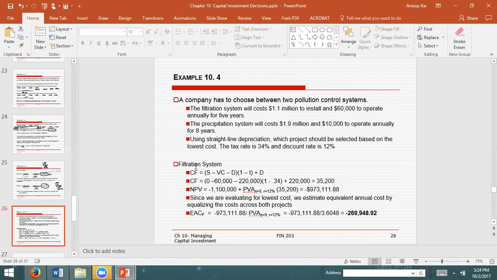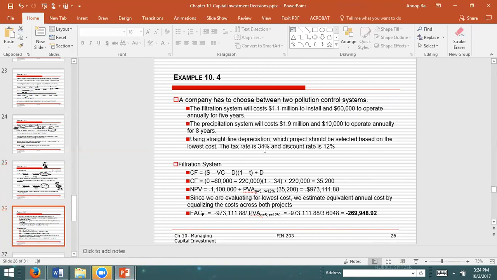Okay, I'm going to do an example that's in your book that uses this. Now here it's slightly different because it's not a net present value, but just a cost. So it's an equivalent annual cost. Here we go. There's a filtration system that costs 1.1 million to install and 60,000 to operate. The other system being considered is a precipitation system, which costs 1.9 million, a little bit more, but less operating costs, 10,000 to operate annually, and that will last 8 years. So based on a cost basis, which we try to minimize, which project should we use?